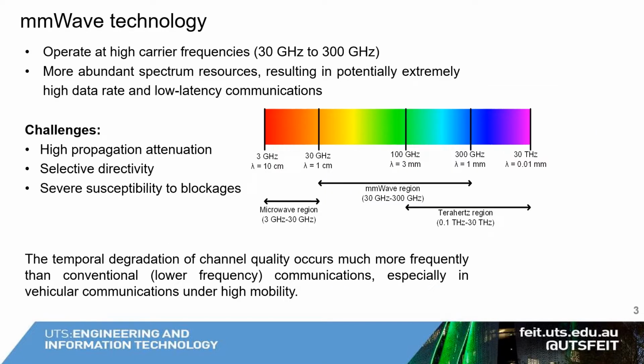Millimeter wave communication has recently been emerging as a very promising solution to support vehicular networks. Different from conventional wireless communication, the millimeter wave technology operates at much higher carrier frequency, from 30 GHz to 300 GHz. Hence, it can provide much more spectrum resources, resulting in high data rates and low latency communications. However, the millimeter wave technology has several drawbacks, such as high propagation attenuation, selective directivity, and susceptibility to blockage. Consequently, the millimeter wave channel quality is usually degraded, especially in vehicular communication under high mobility.